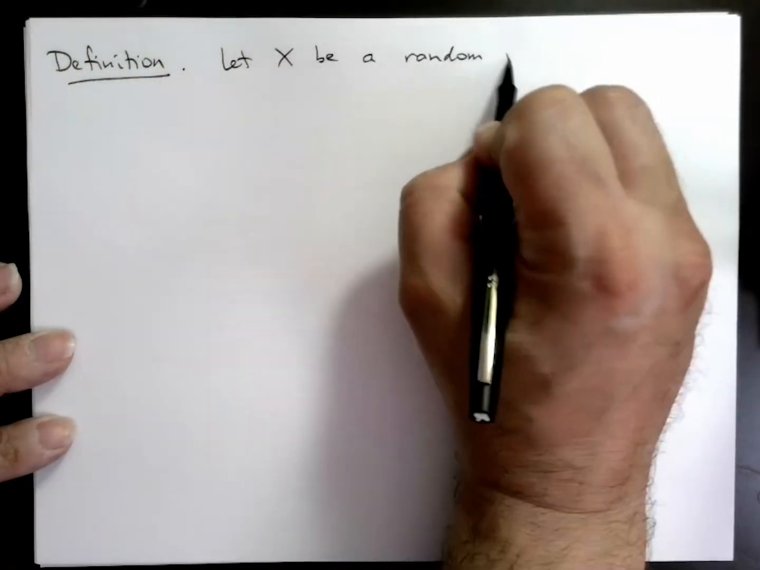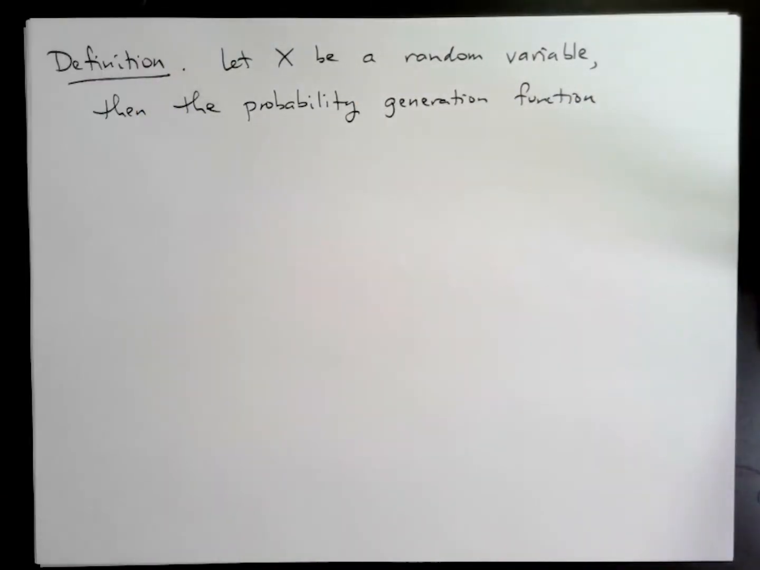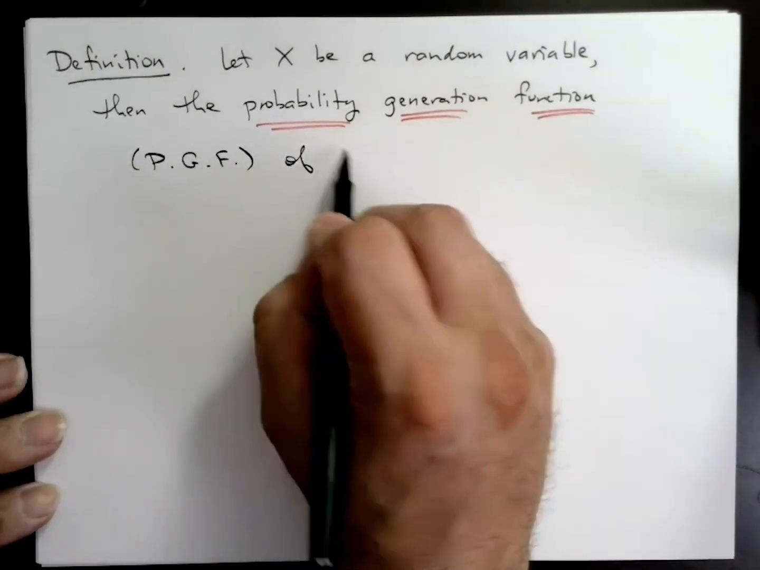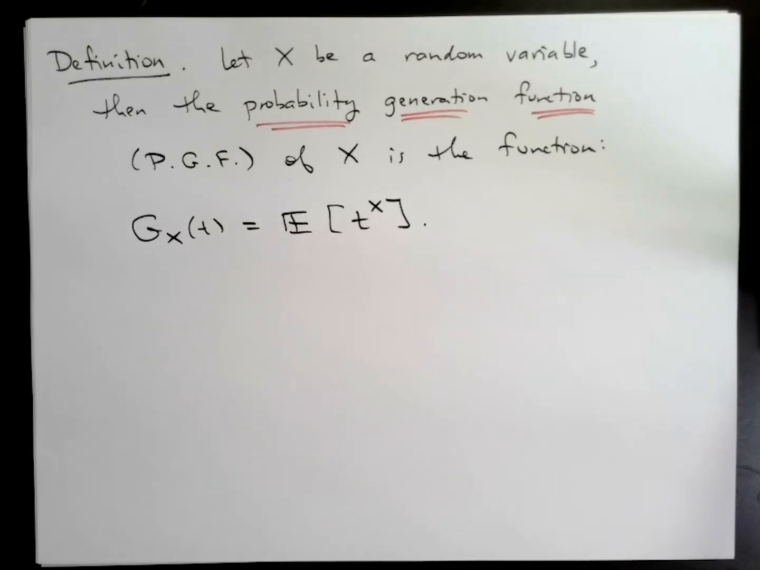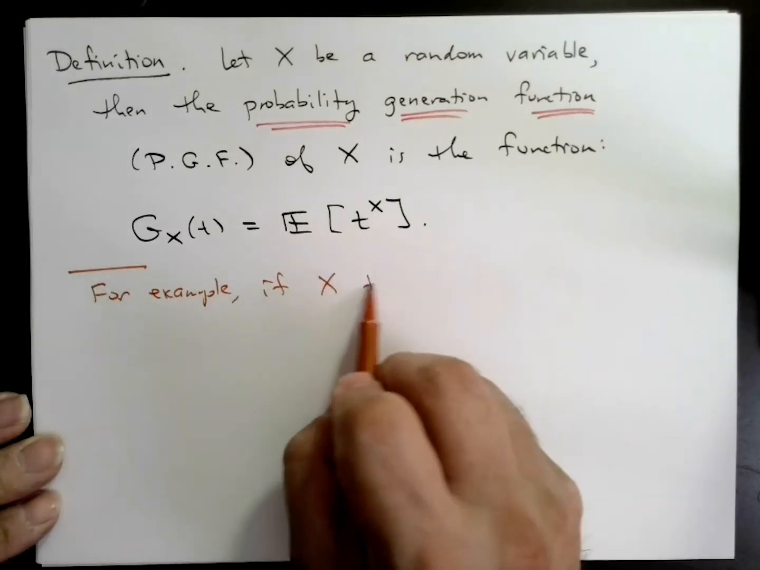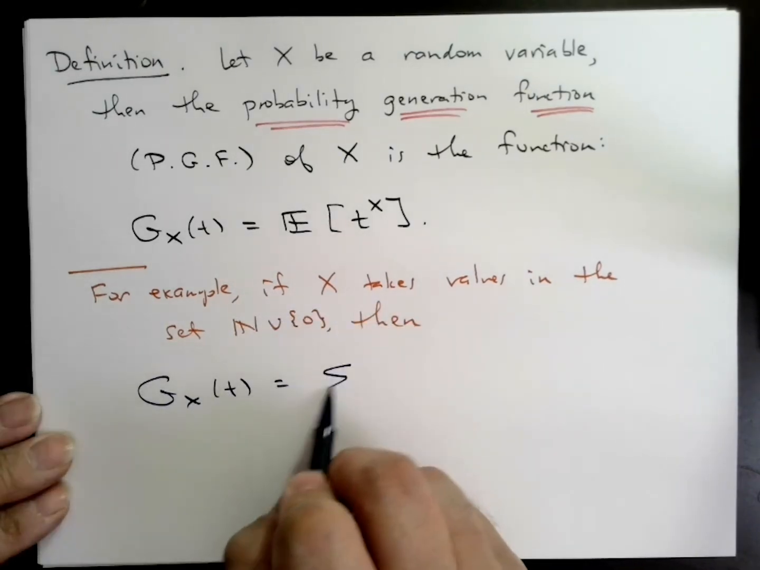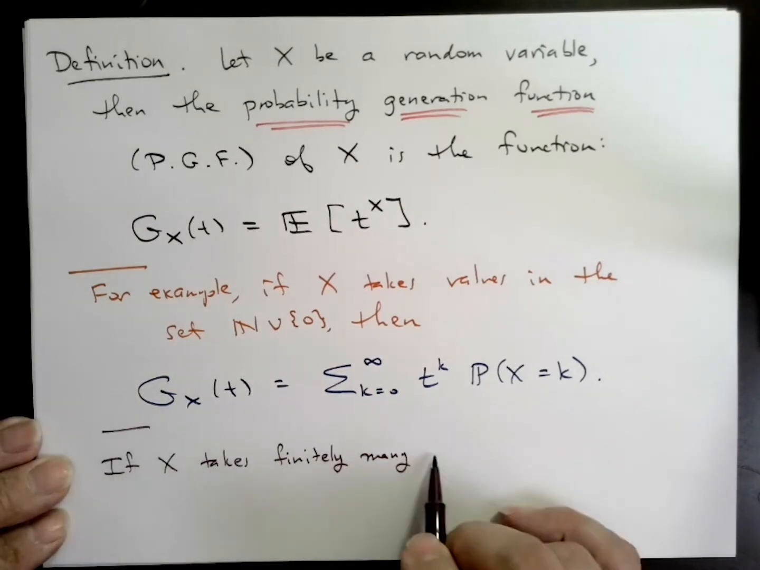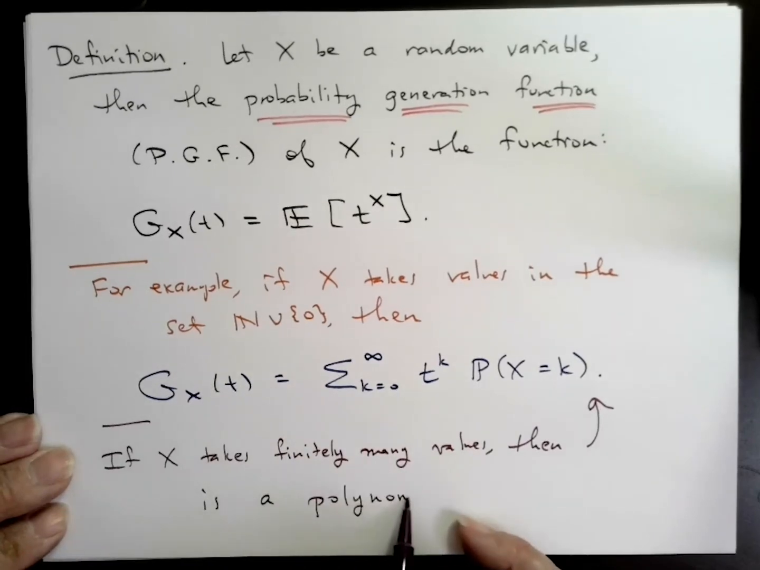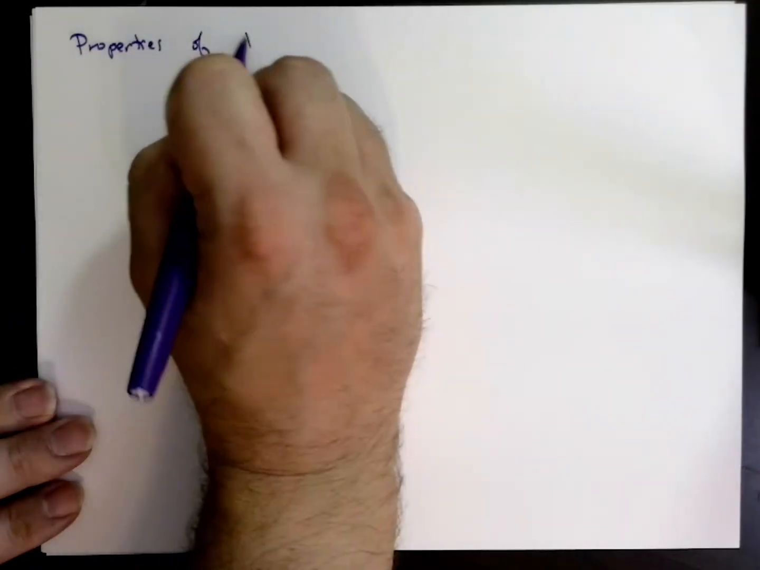Let x be a random variable, then the probability generating function of x, called the PGF, is the function given by the expected value of t raised to the power of x. In particular, if x takes values in the natural numbers or 0, then we could write g of x as a power series: the sum k equals 0 to infinity, t to the k times the probability x equals k. If x takes only finitely many values, then this is actually a polynomial. PGF has several properties, which we list here and we prove.